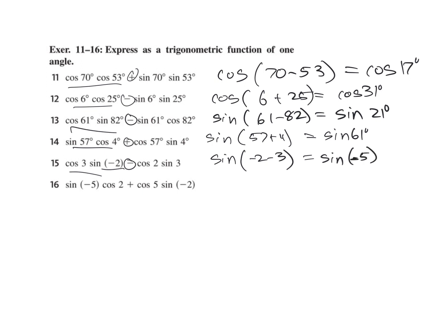Okay, and now we do 16: sine and cosine with a plus sign. So that is going to be the sine of the two added together. So negative 5 plus 2. So that's sine of negative 3. So again, if you look at that, cosine of negative 5 is the same as cosine of 5. The negative doesn't change on the cosine.